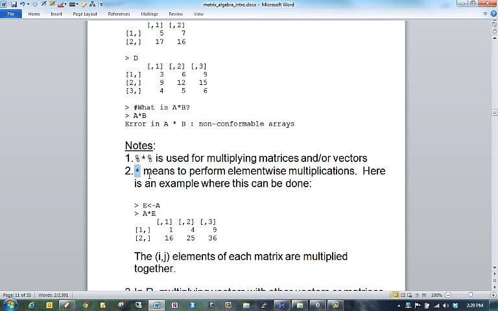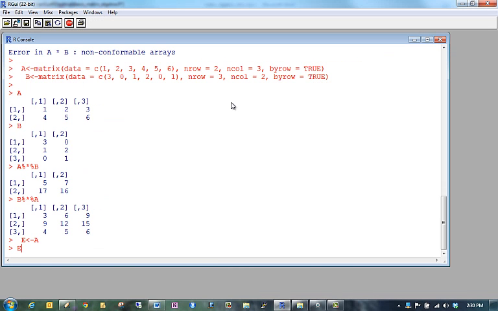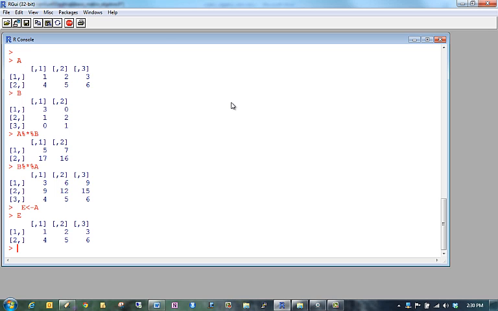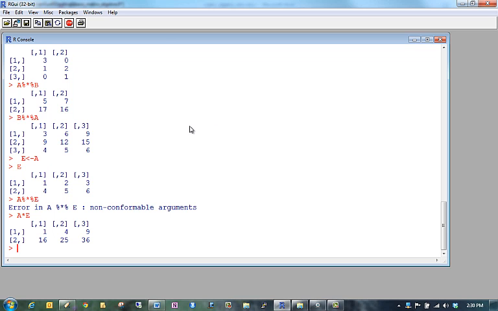Now, you might be wondering, what does an asterisk do then in R? Well, it performs what's called element-wise multiplication. So, for example, let me create a matrix called E that, just because it's easy, is exactly the same as A. Now, if I take A asterisk E, that's what I was trying to do, what happens is that I have element-wise multiplication.